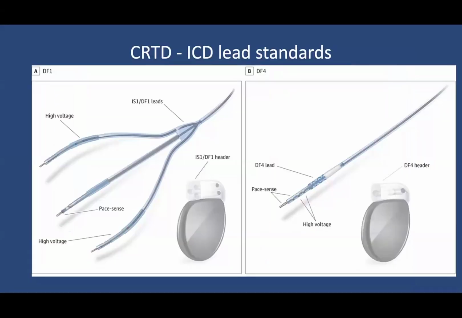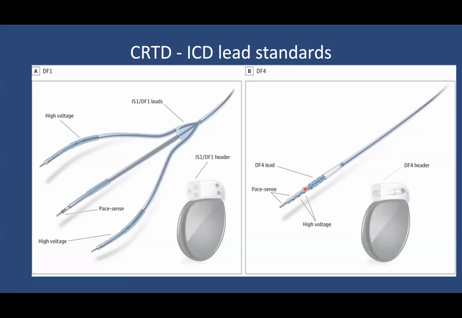I'll talk briefly about CRT ICD leads. On the left-hand side, we have the original, what we used to call the IS1 DF1 leads. This lead would go to the patient, to the ventricle, and it would trifurcate into a pace sense or IS1 lead, and either one high voltage lead if it was a single coil lead, usually the right ventricular coil, or two high voltage leads if it was a dual coil lead. And it would be connected to a 3-point header. So you'd have 1 point for the IS1 and 2 points for the SVC coil up at the top and the RV coil at the bottom.